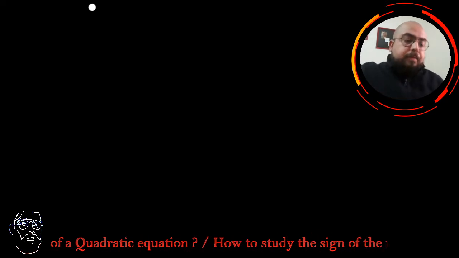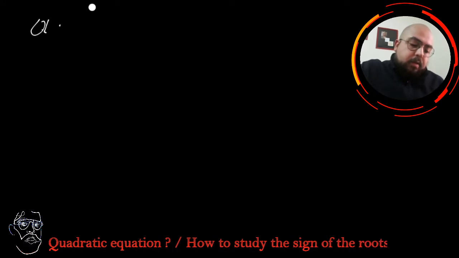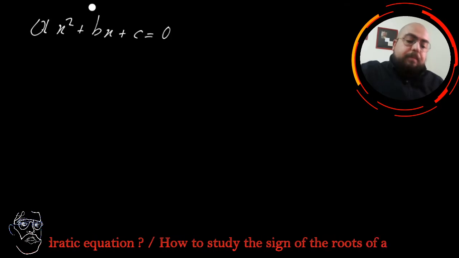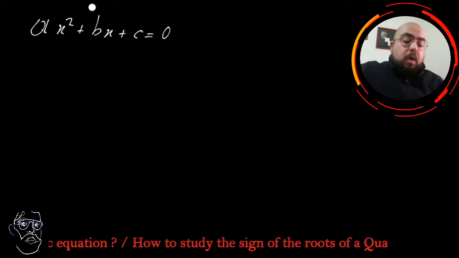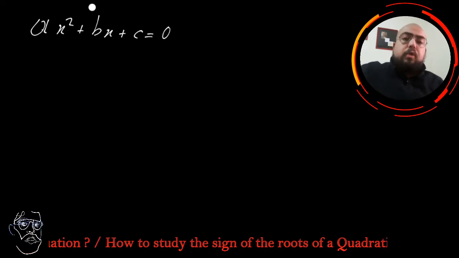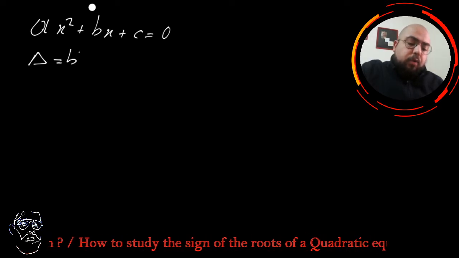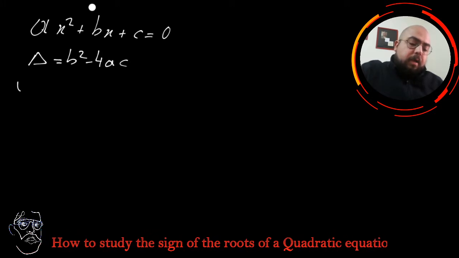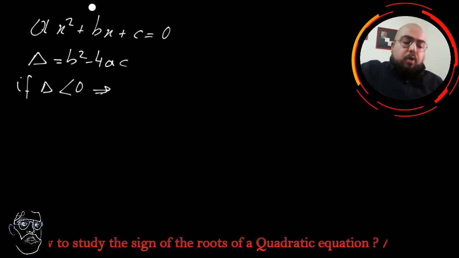The general form of a quadratic equation, as you know, is ax squared plus bx plus c equal to 0. So this is a quadratic equation where a, b, and c are the coefficients. Now, whenever you're going to solve this equation, you need to go through delta. So you have to calculate delta, which is b squared minus 4ac. After calculating delta, if delta was negative, it means that you have no real roots.